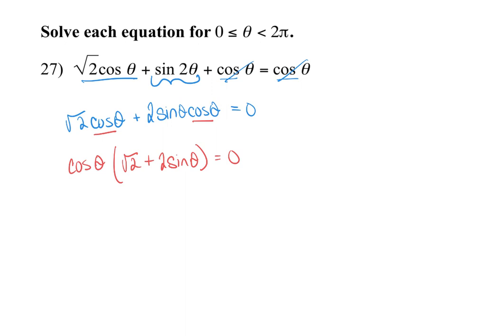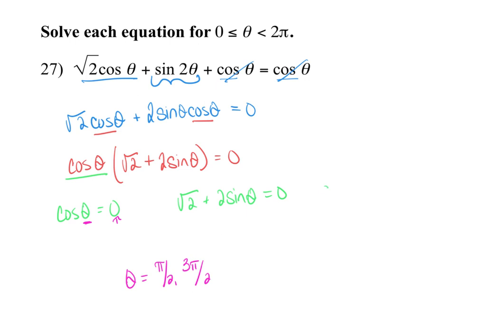Set each piece equal to 0, so the cosine of theta equals 0. Square root of 2 plus 2 sine of theta equals 0. And then just solve on the unit circle. What angle gives me a cosine of 0? Well, that's 2 angles. It's pi over 2 and 3 pi over 2.